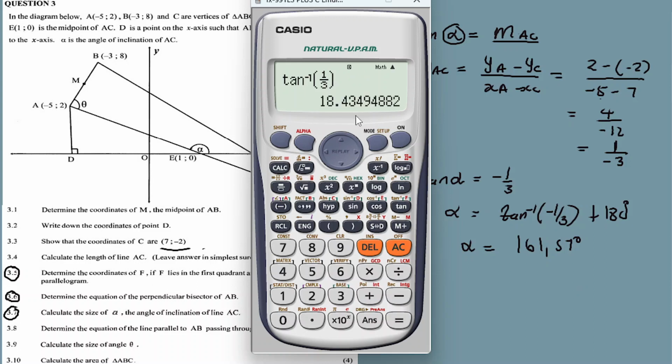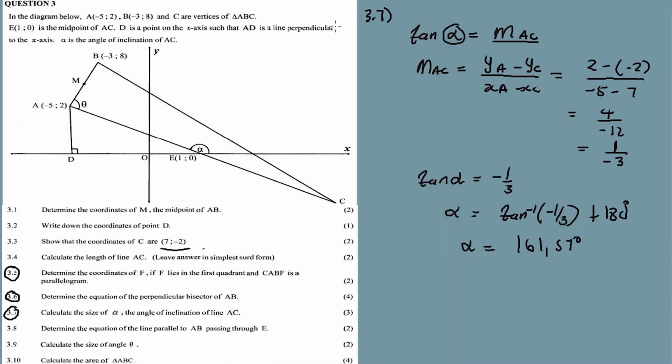Anyway, you need to add this 180, not subtract. With a negative gradient, we check the angle we calculate: if it's obtuse, we add 180 degrees. So that is our alpha again.